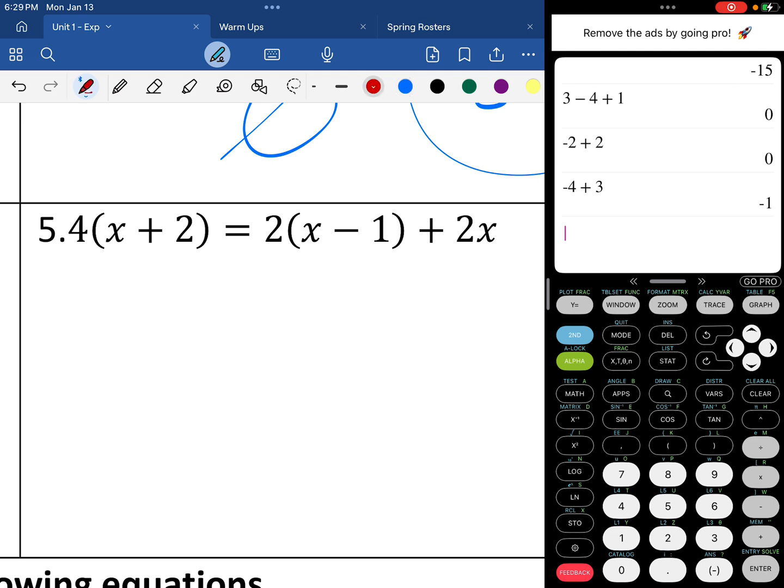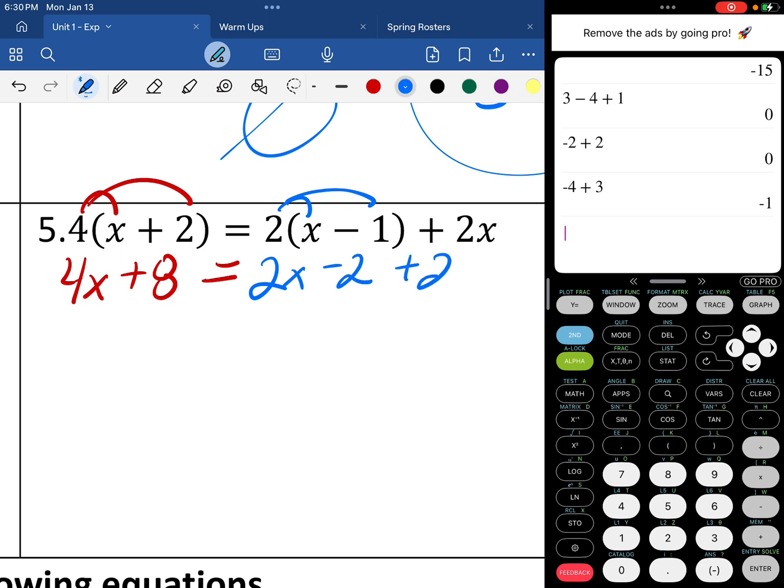All right, let's look at it. We have parentheses. We have 2 sets. That means we've got to distribute 2 times. So boop, boop. 4 times x, 4x. 4 times 2 is 8. Do not forget to bring that equals down. You've got to bring him down. He wants to party too. We distribute again. So 2 times x is 2x. 2 times negative 1 is negative 2. And then the 2x, he wants to come to the party also.